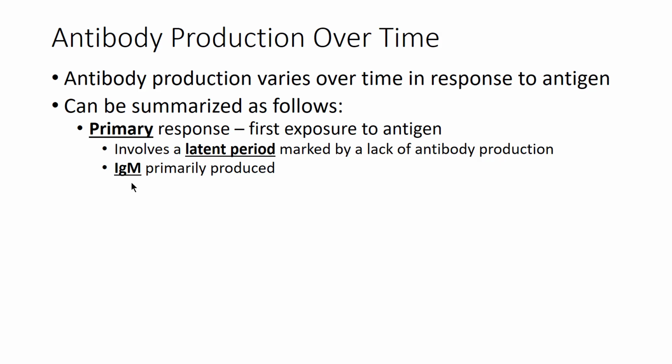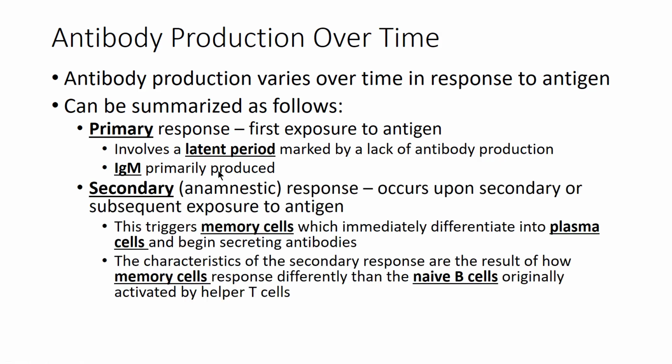So this whole process involves what we call a latent period. And in that time period, it doesn't seem like anything's happening because you haven't yet really started to fight the pathogen. Now, another key aspect of the primary response, other than that it involves a latent period, is that IgM is the main antibody produced. Now, in a secondary, or what is called the anamnestic response, this could be really the second or any subsequent response after the first.